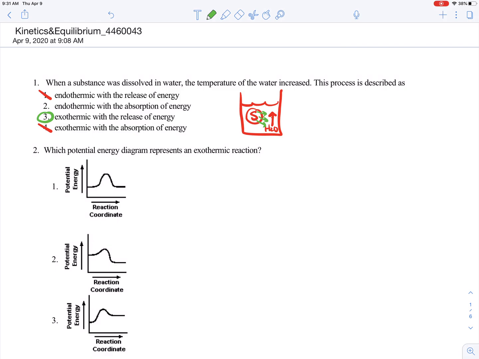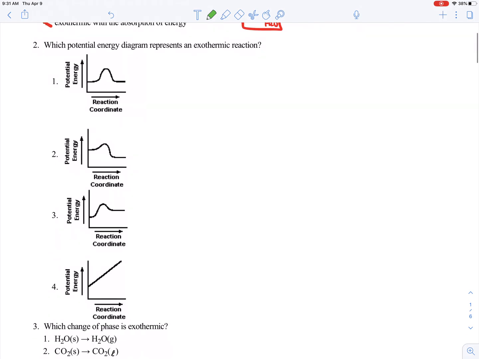Which diagram represents an exothermic reaction? You're never going to see a reaction where the starting and ending energies are the same, and this doesn't even make sense. Exothermic reactions are a release of energy, which means the products have less energy than the reactants. So the end has less energy than the beginning. That gives you choice 2.